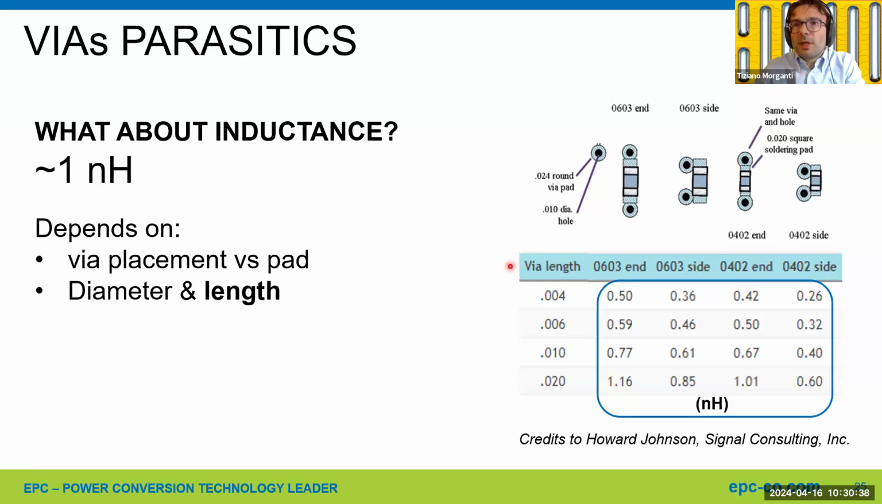see from this table how the parasitic inductance depends on the via length primarily, and then also on the position of the vias. So at the end of the component, the inductance is larger, on the side is smaller, and also the smaller the component is, the lower the parasitic inductance is. So as usual, we need to keep the vias short.